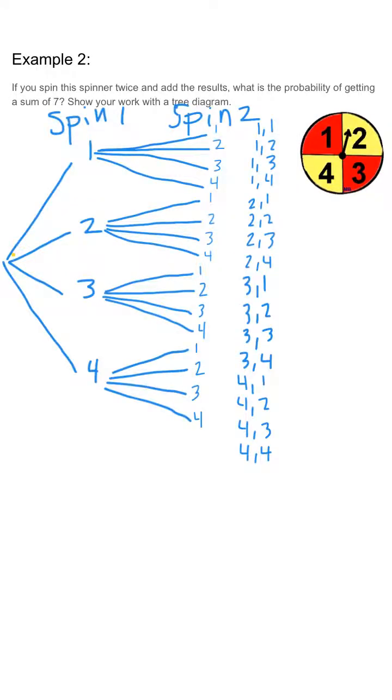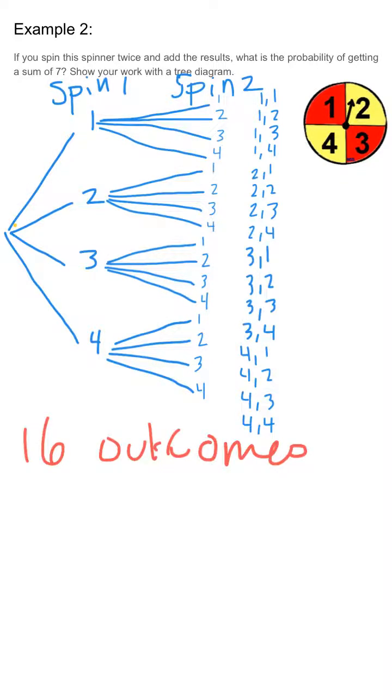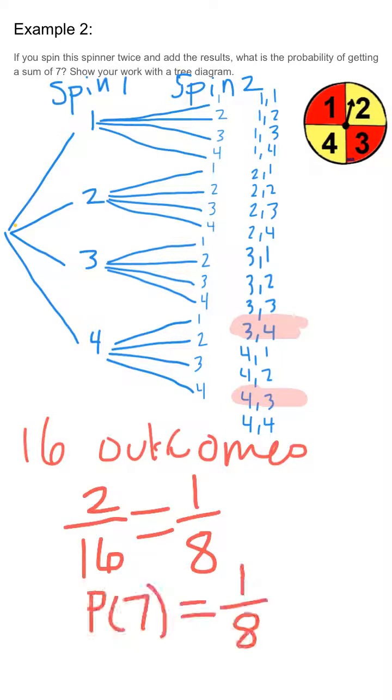Okay, so you should have spin 1 with 4 options and then spin 2 with 4 more options for each, giving you 16 total possibilities. Of those 16 outcomes, any combination of 3 and 4 will give you a 7. So 2 of them give you 7, so 2 out of 16 is your probability, which could simplify to 1/8. So the probability of spinning a sum of 7 is 1/8.